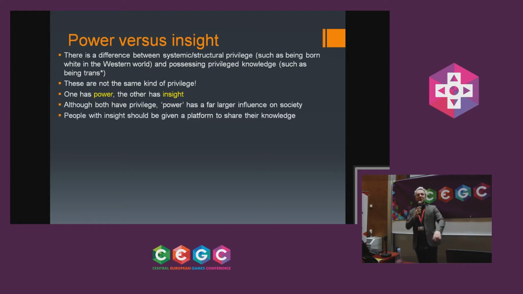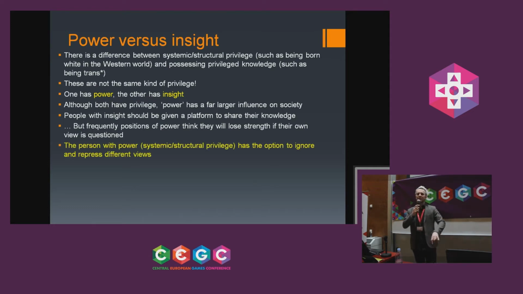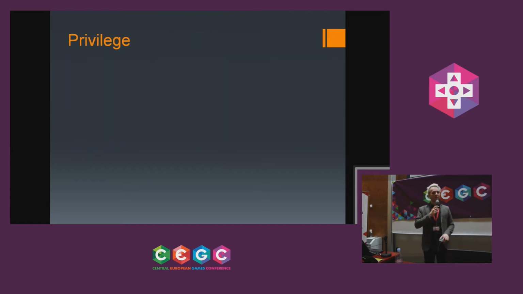People with insight should be given a platform to share their knowledge, and hopefully power might become part of their lives as well. But frequently positions of power think they'll lose their strength if their own view is questioned, and often those extra insights are questioning views which are more mainstream. So the person with the power, this kind of systematic structural privilege, has the option to ignore and repress different views. That's usually where a lot of problems start. The person with privileged insight often does not. And then when they try to talk about it more loudly, people get angry about that. And that's what we're going to talk about later.